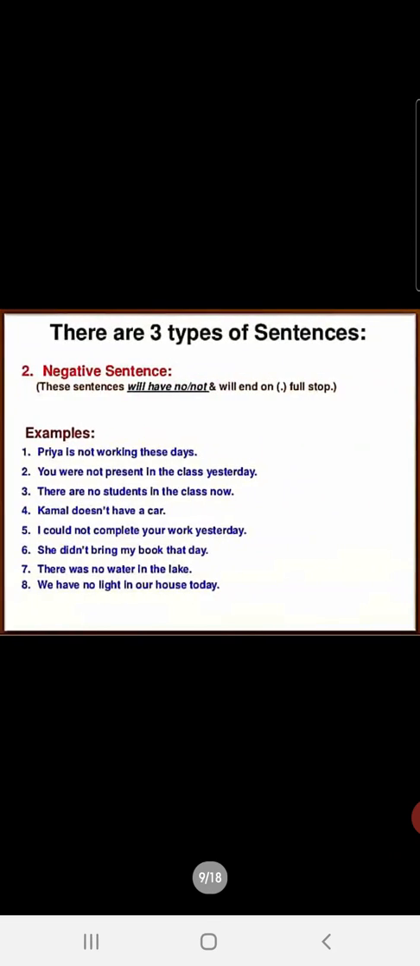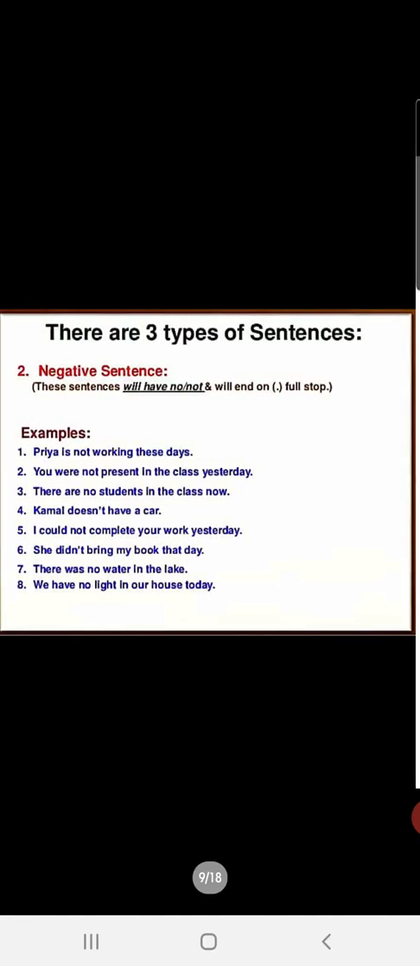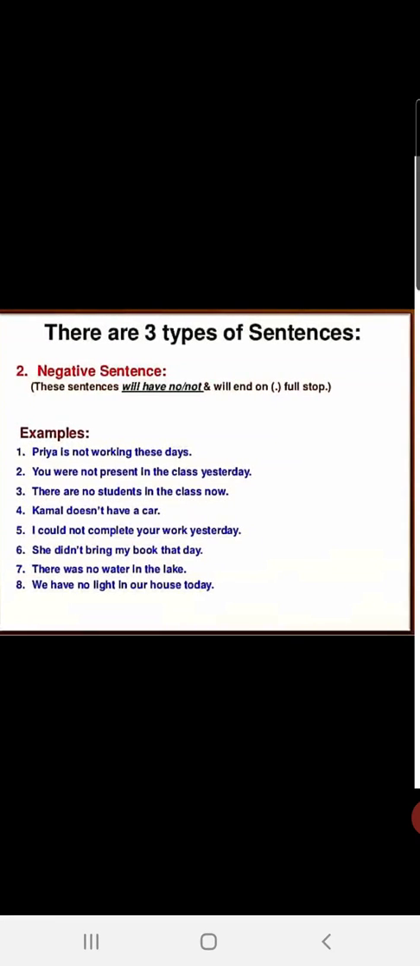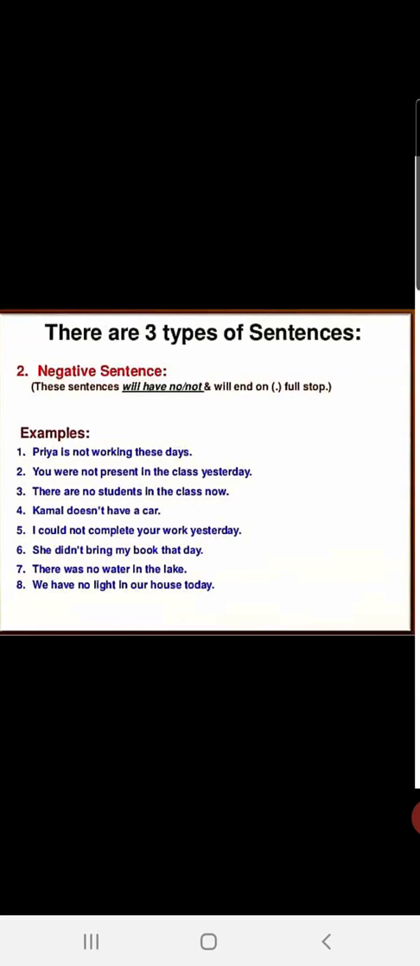Okay? Now, let us see some more. There are three types of sentences. Negative sentences have no or not in them, and they end with a full stop. Like Priya is not working these days. We were not present in the class yesterday. There are no students in the class now. Kamal doesn't have a car.